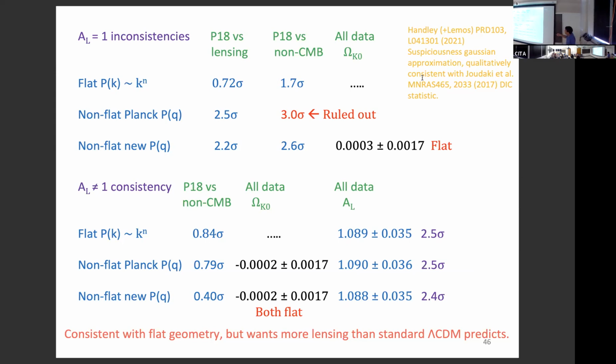And so what we're doing here is we're comparing. There's this statistic that Handley and Lemos and others have looked at, which they call suspiciousness, and it's kind of related to the Kullback-Leibler statistic. And it's also consistent with what's been used in weak lensing. Qualitatively, you get the same results from the weak lensing statistics where they compare DIC values. So what we want to see is we want to look at.